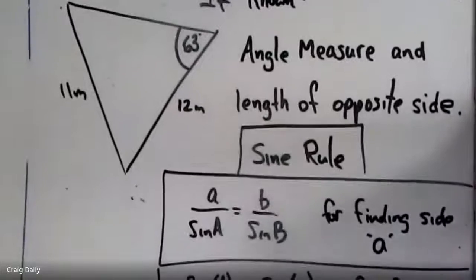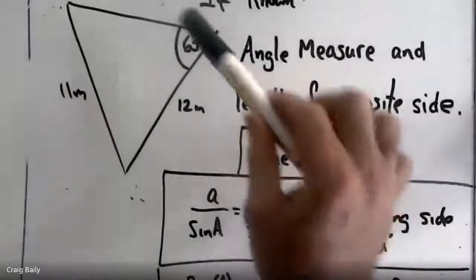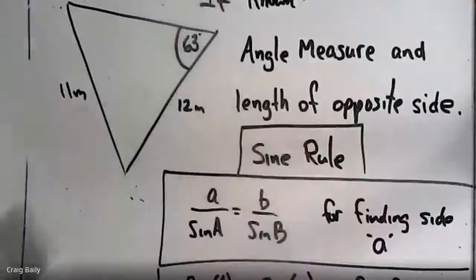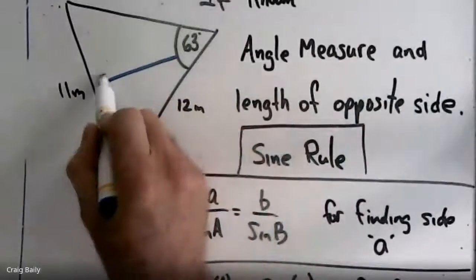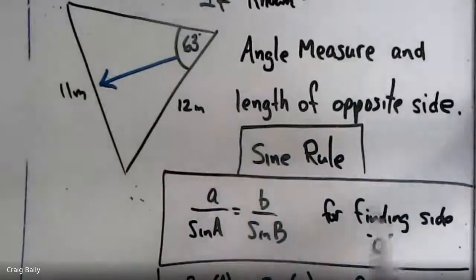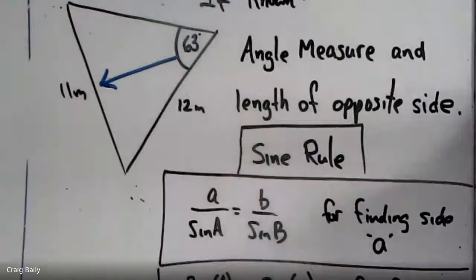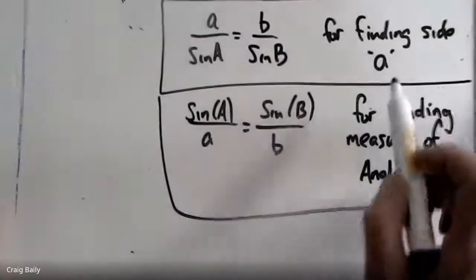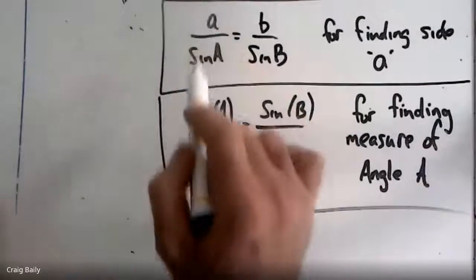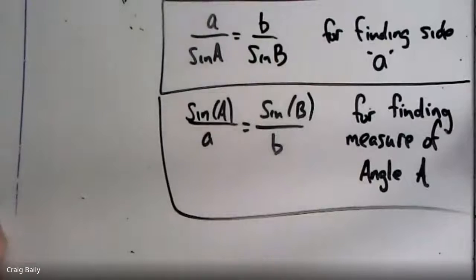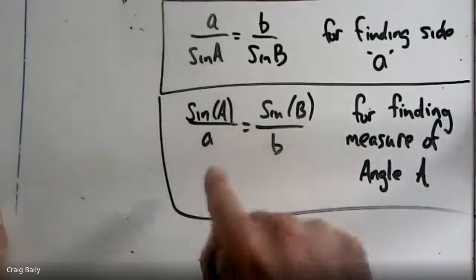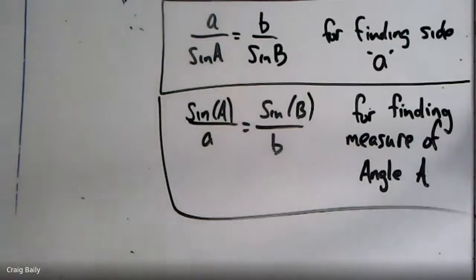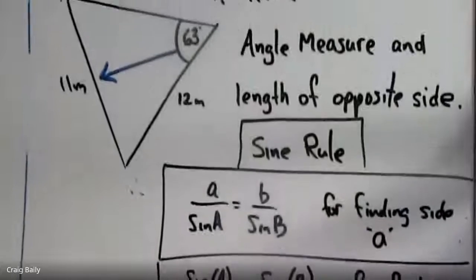So let's be training our eyes to look for that. If I know an angle measure plus the length of the side opposite that, that's going to be the tip. You're going to use the sine rule. And the way I recommend you set those up, if you're trying to find the length of a side, you'll have a over sine of A is b over sine of B, and solve. And if you're trying to find an angle, you'll have sine A over little a equals the sine of angle B over little b.